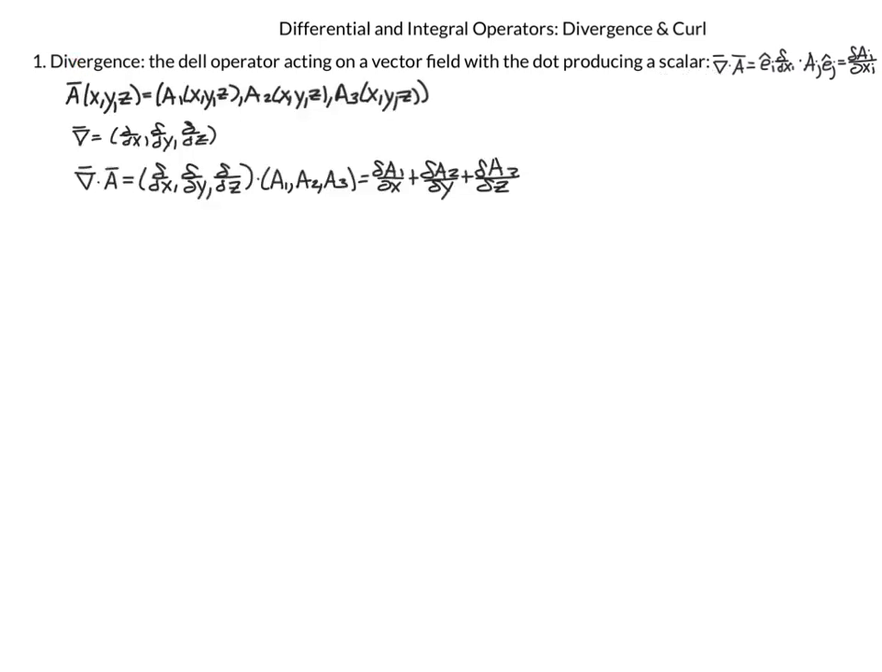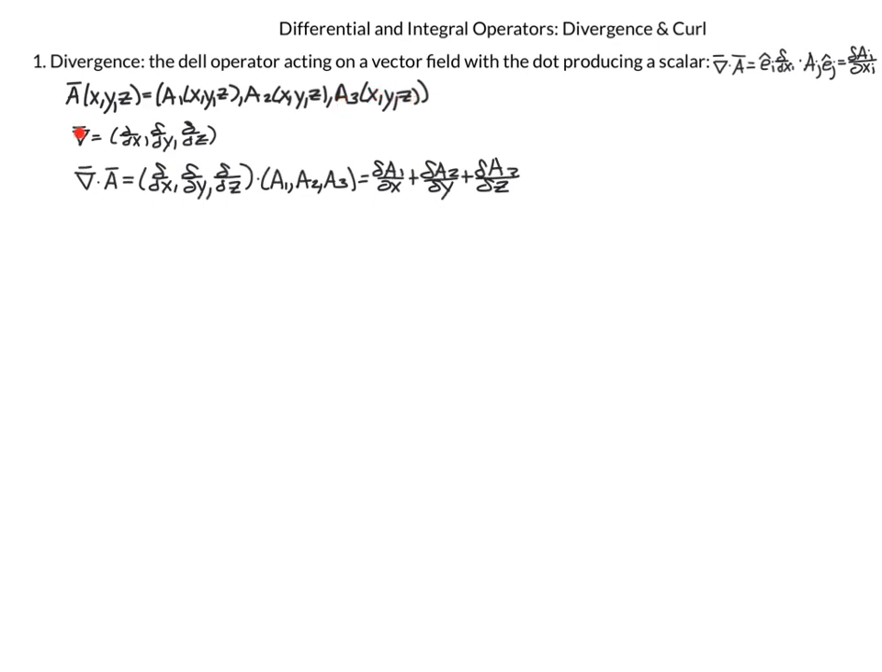We will start by defining divergence, and the divergence is the del operator. Remember the del operator here, the partial with respect to x, partial with respect to y, and partial with respect to z, acting on a vector field with the dot product producing a scalar. And here's the formal definition, but let's look at that. Let's say we have a vector field A bar. So this is our function that takes a vector x, y, z and produces a vector. This is our x coordinate, which is a function of x, y, z, our y coordinate, also a function of x, y, z, and our z coordinate, a function of x, y, z.